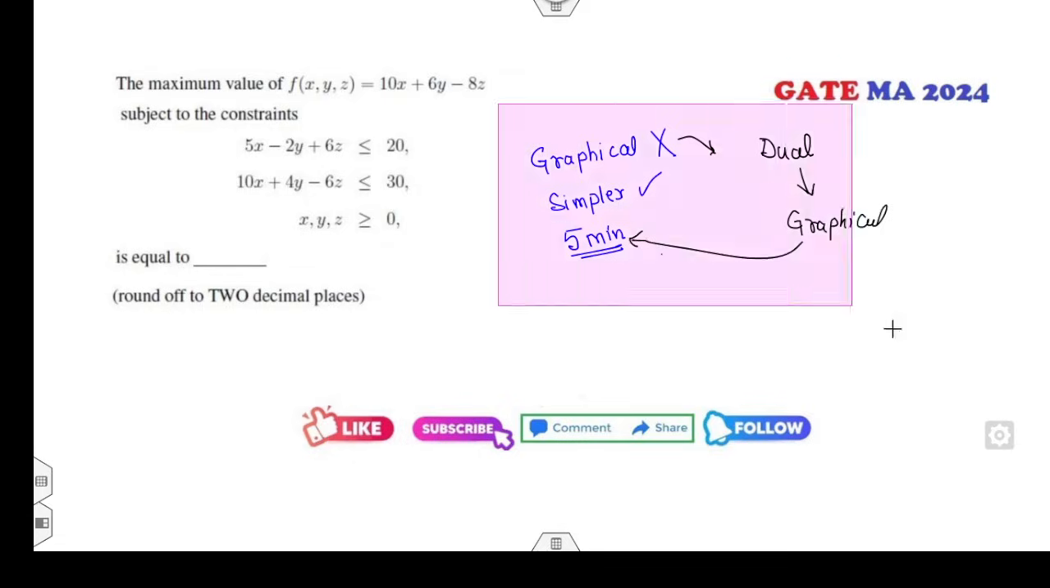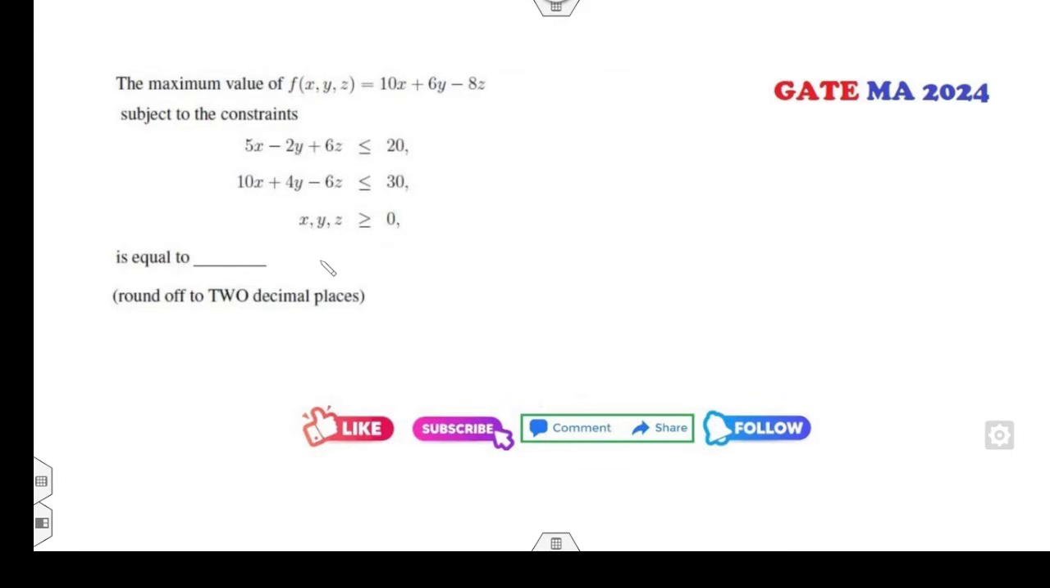But you do not have that much time in the examination. Fine. So how can you solve that? Look at that. How many variables do you have? There are 3 variables. How many constraints do you have? There are 2 constraints. What is the meaning of that?